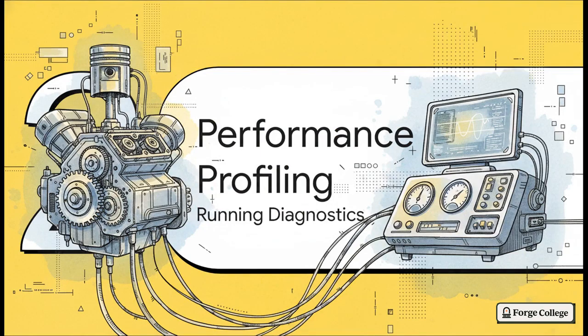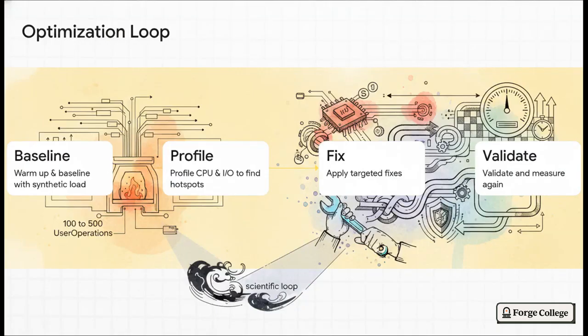Moving on to Section 2, Metrics and Performance Profiling. It is time to run the diagnostics. To actually fix our engine, we can't just guess which part is busted or rely on our gut intuition. We need to gather hard evidence. We do this using a 4-step optimization loop.